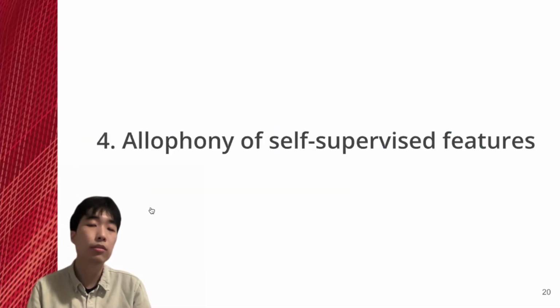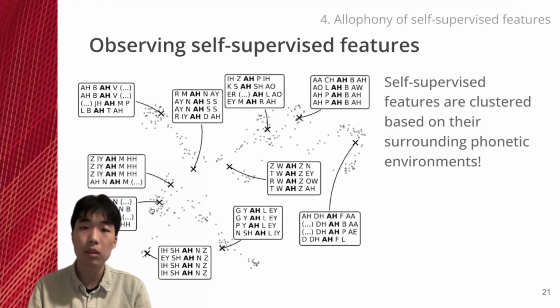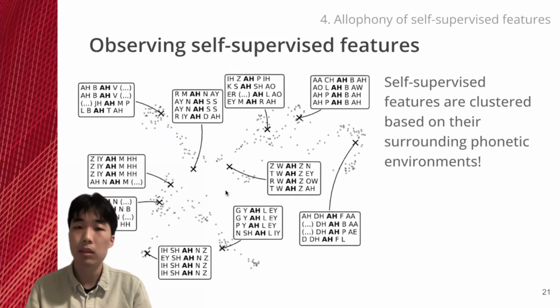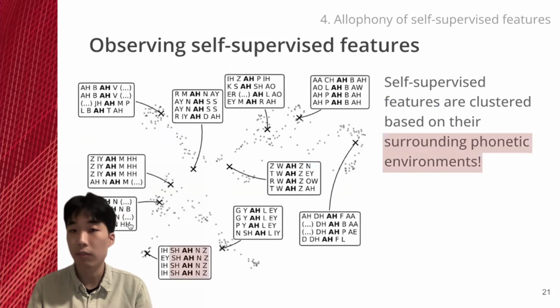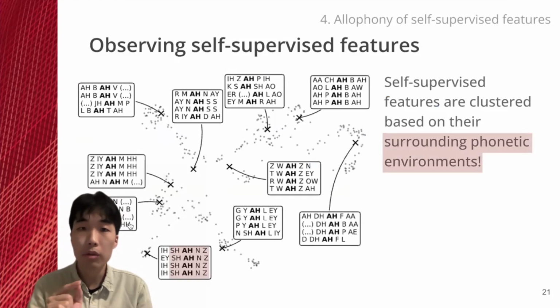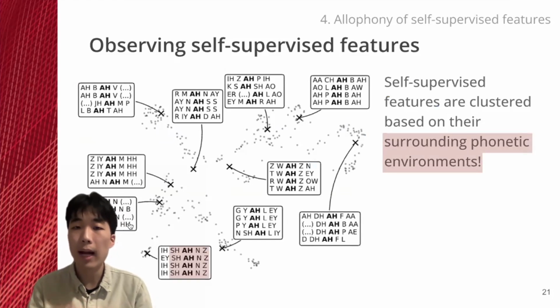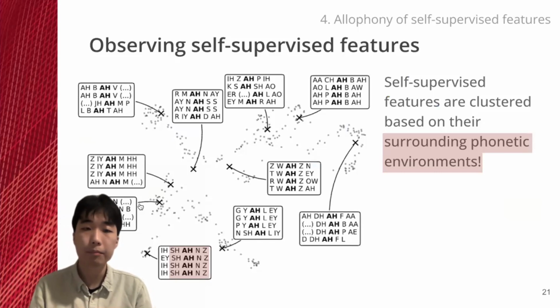So let's look at those self-supervised features more closely. As a motivating experiment, we observed the sound only, and it seems that self-supervised features are clustered in a very specific way, actually per their surrounding phonetic environments. For example, for the lower left cluster, it is always after sh and before ns, so it's shens, right?